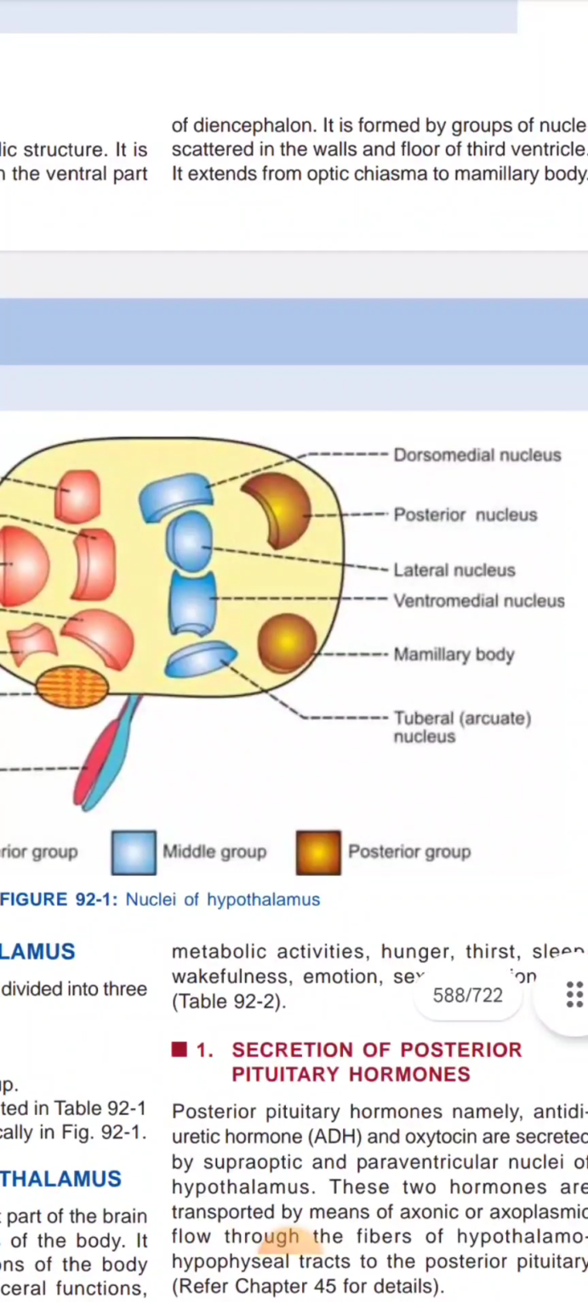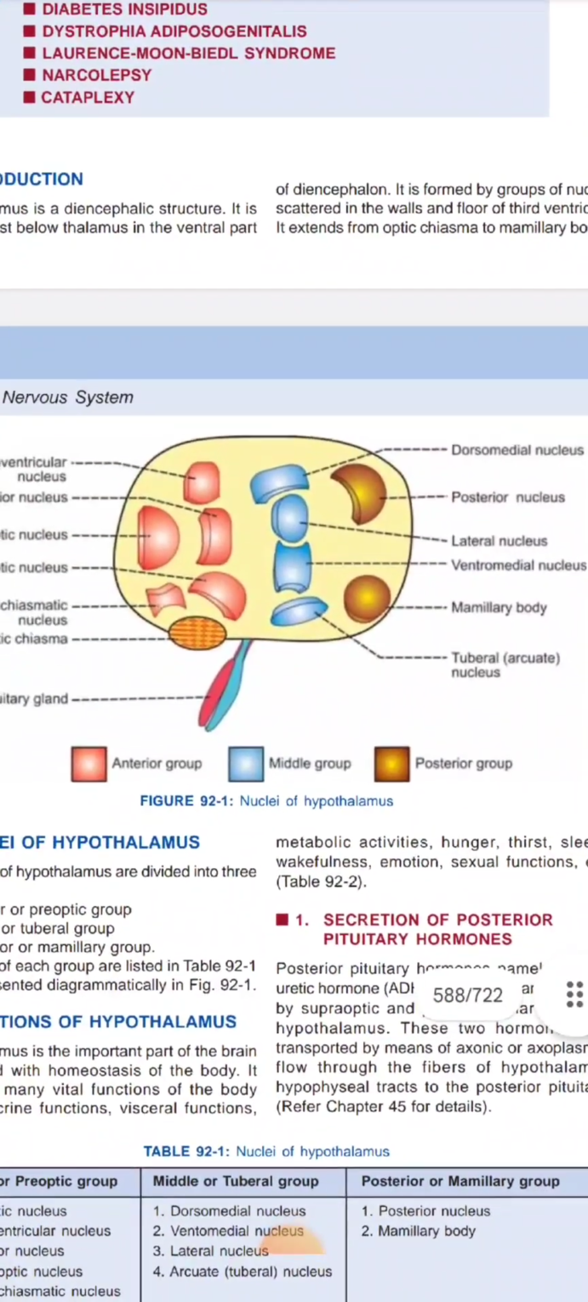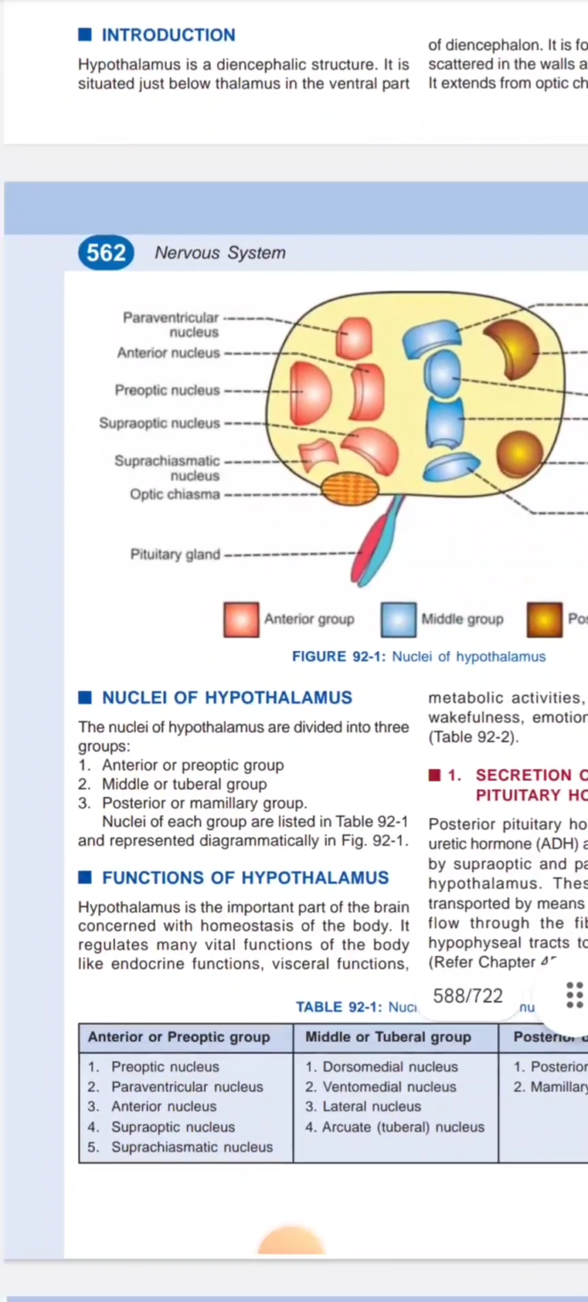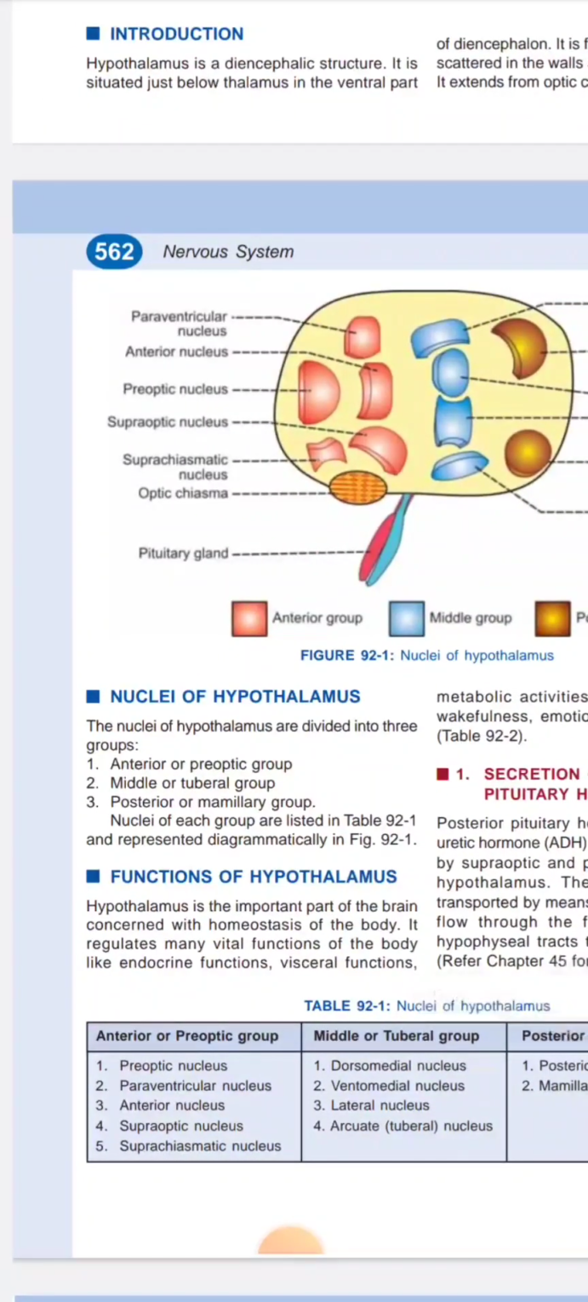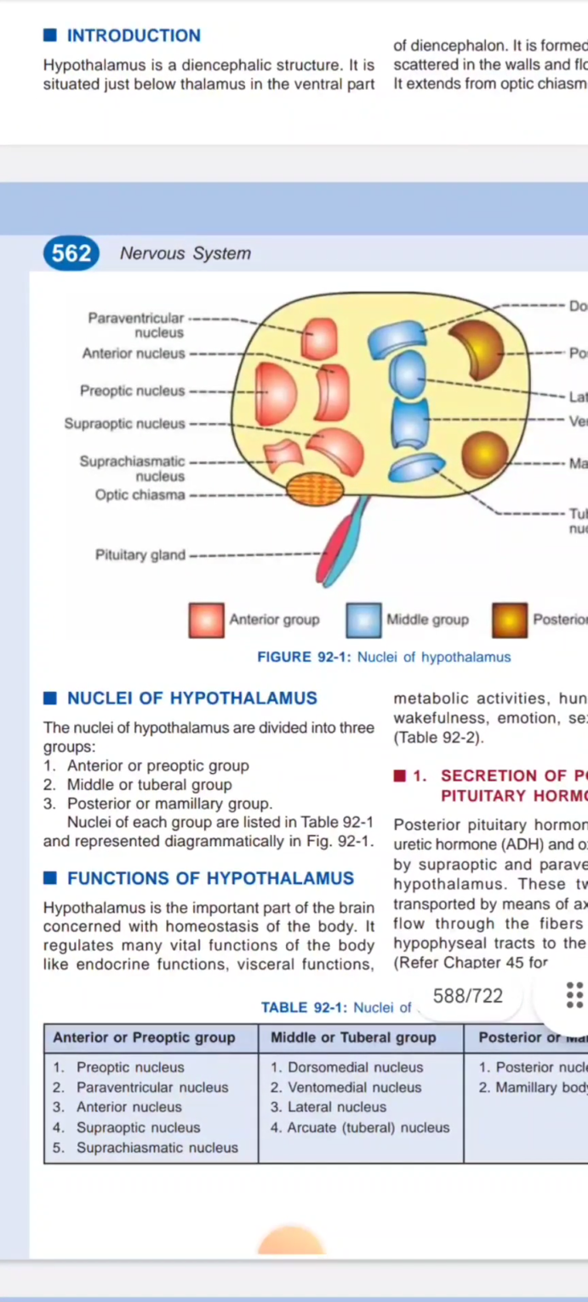Dorsomedial nucleus, posterior nucleus, lateral nucleus, ventromedial nucleus, mammillary body, tuberal nucleus. All these are the hypothalamic nuclei. So here are the functions of hypothalamus. Hypothalamus regulates all the functions in our body.